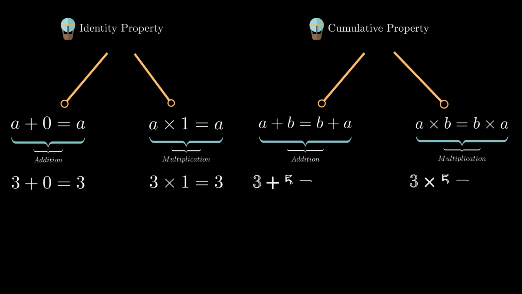Here I have taken 3 and 5 and added them. 3 plus 5 is the same as 5 plus 3, which is 8. Similarly, 3 times 5 is the same as 5 times 3, which is 15. And these results show that the order in which we add or multiply numbers doesn't change their sum or product.